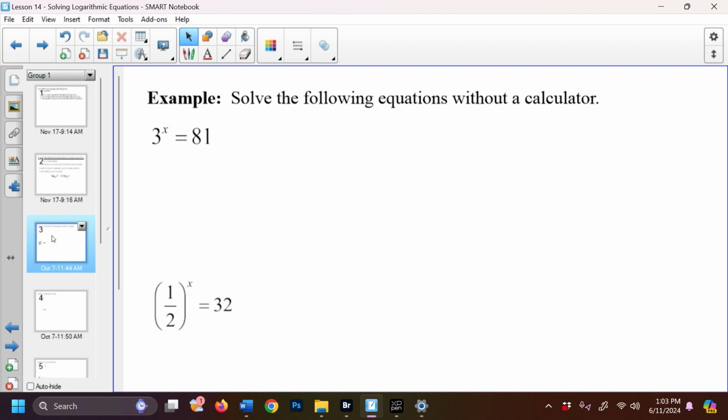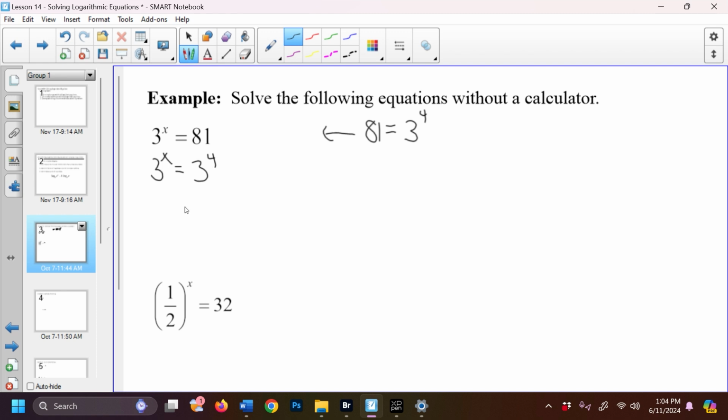So let's start with some easy ones. The first one: solve the following equations without a calculator. We have 3 to the x is equal to 81, and the only way that I can do that without a calculator is if 81 is a perfect power of 3. It turns out that 81 is equal to 3 to the 4th power. So 3 to the x is equal to 3 to the 4th. Clearly, if the bases are the same, then the exponents have to be the same, so x is equal to 4.